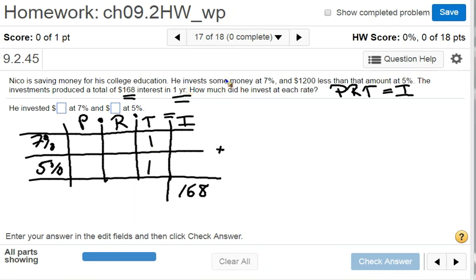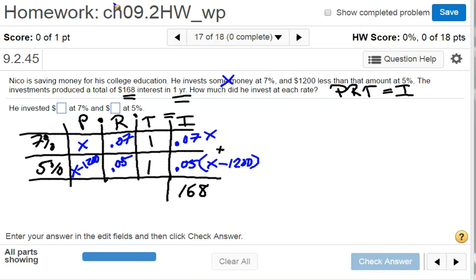Okay, he invests some money. He invests an X amount of money at 7%. So I have an X for my principal. $1,200 less at 5%. Well, $1,200 less is going to be X minus 1,200. My rate for a 7% account as a decimal is 0.07, and then 0.05. Multiplying across, I'm going to have 0.07x, and I'll have 0.05 times x minus 1,200.